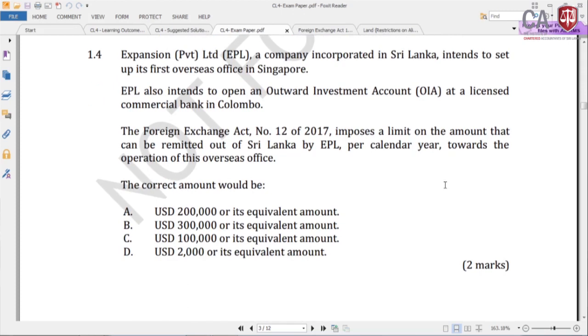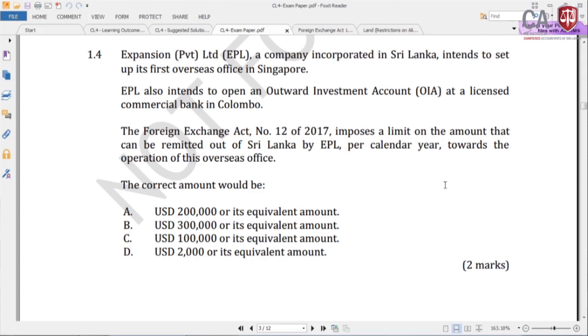Then the fourth one. Expansion Private Limited, a company incorporated in Sri Lanka, intends to set up its first overseas office in Singapore. Expansion Private Limited also intends to open an outward investment account, OIA, at a licensed commercial bank in Colombo so that it can transfer certain money for the use of its office in Singapore.